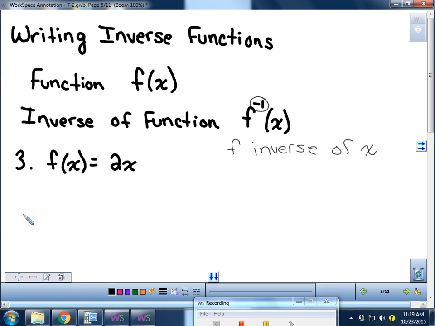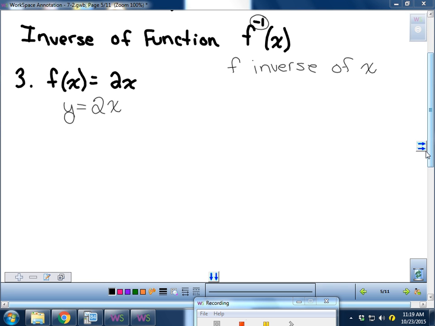So let's take a look at number 3. They give us f of x is equal to 2x. Now, f of x is the same thing as the variable y. So the first thing I'm going to do is replace f of x with a y. Now, I told you that with inverses, x and y switch places. So that's the next thing you're going to do: switch the places of x and y. So now x is going to be in the y spot, and y is going to be in the x spot. So I've got x equals 2 times y.